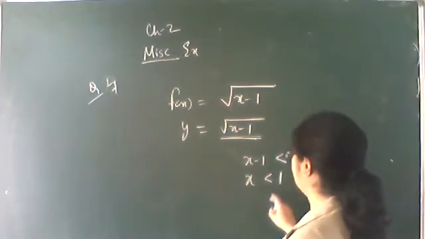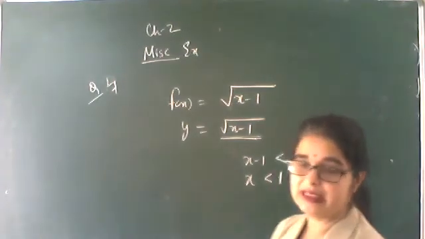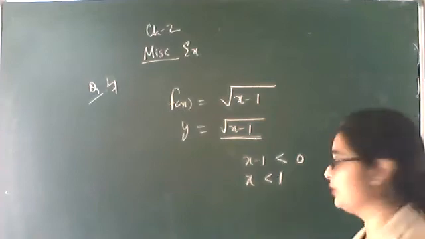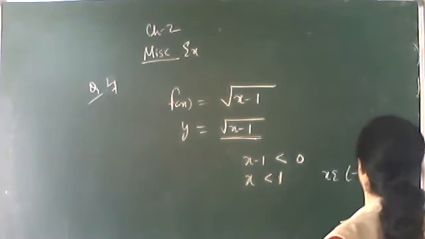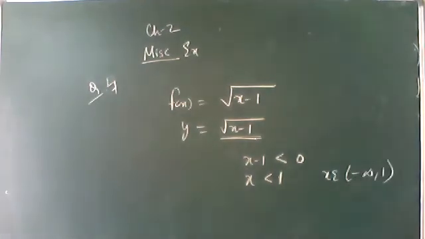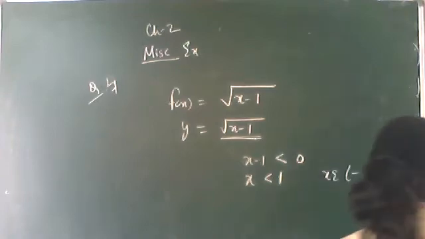Less than 1 means what? It comes from 1 downwards. So x belongs to minus infinity to 1, open bracket. Why is it an open bracket? Just see, it is an open bracket because 1 is not included in it. Clear? 1 is not included in this. Now next, your next part is y.